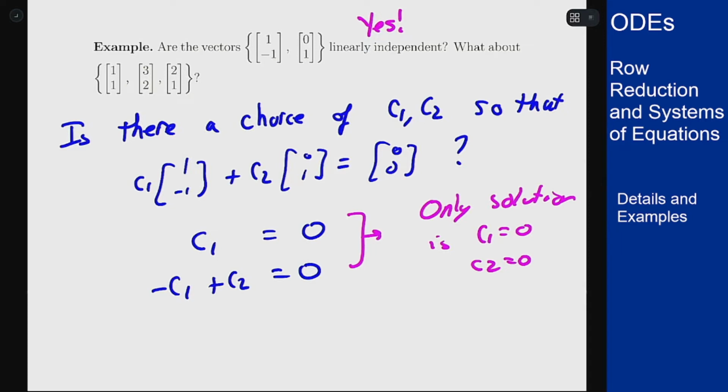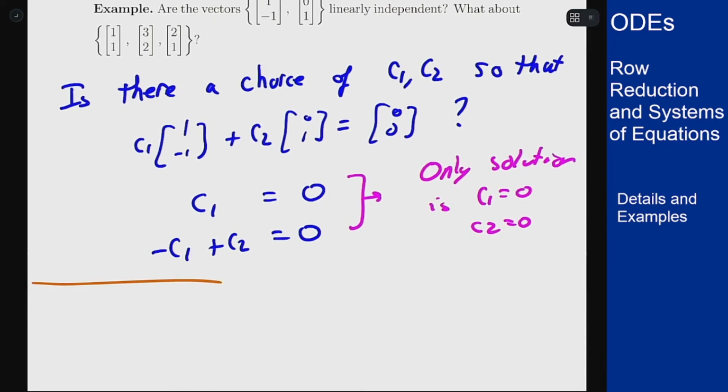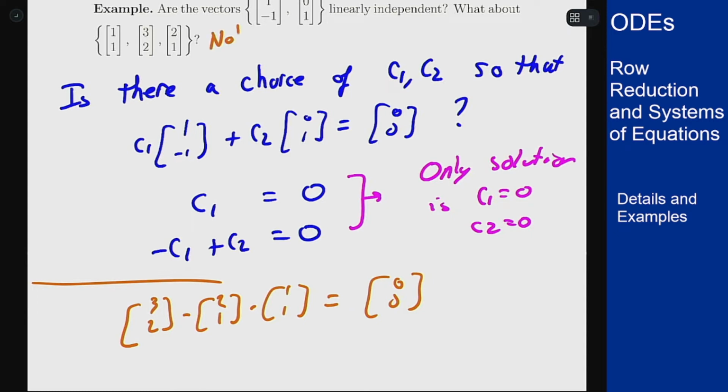What about this second set? We have the set (1, 1), (3, 2), and (2, 1). So there's two ways to approach this. One is by just staring at the vectors. And if you look at them, you can see that (3, 2) minus (2, 1) minus (1, 1) in fact equals 0. So this is a linear combination of those three vectors that gives me 0. Therefore, they're linearly dependent. So this here should be a no.